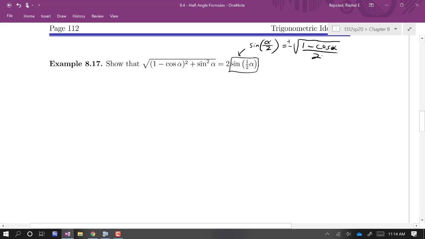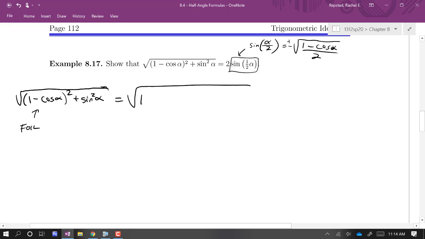So I'm just making a note that at some point, if I see that expression, I'm going to be able to use the half-angle identity for sine to maybe finish up the problem. But let's start at the beginning of this problem. I'm going to work on the left side. And I'm going to do the only thing that comes to mind here, which is that I can square out the 1 minus cosine alpha. If you FOIL this out, then you'll get 1 minus 2 cosine alpha plus cosine squared alpha, and then we have plus sine squared alpha.